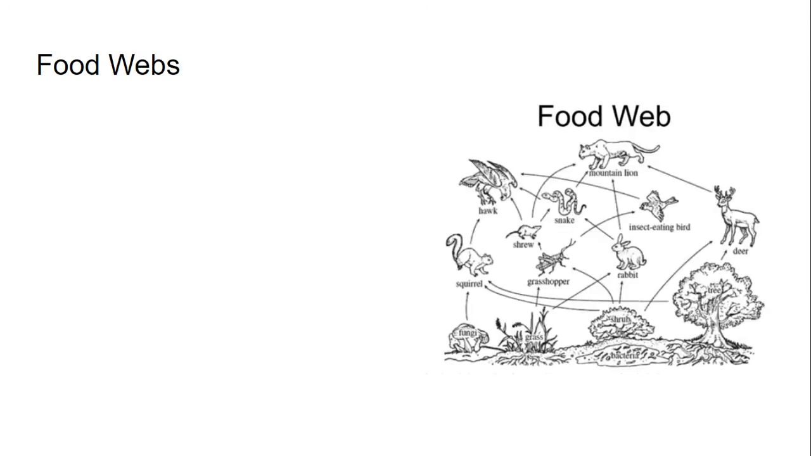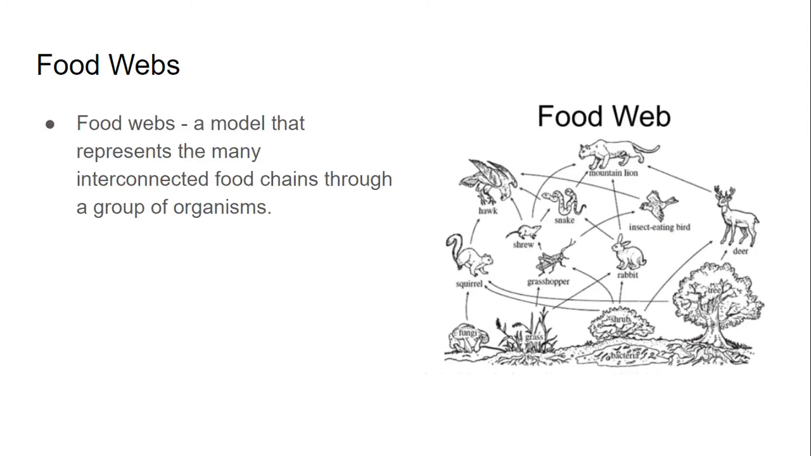A food web, on the other hand, is going to look more like this. So now we're not just looking at one single chain, we're looking at how a bunch of different things are interconnected in some sort of ecosystem. So this represents the many interconnected food chains. If I had 3 food chains together in an ecosystem, well, now I can combine them all into a web, right? And a web we know is super interconnected, which is what all of these lines are showing here.